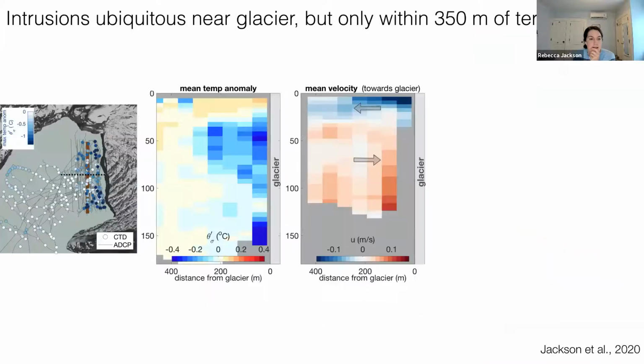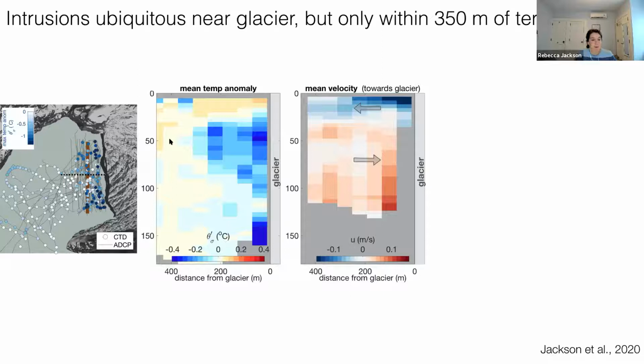And if we look at the distribution of these intrusions, I'm plotting here bin average quantities as a function of depth versus distance from the glacier, where the glacier is here on the right. And this first panel is sort of the mean temperature anomaly. And it's basically averaging over a lot of these intrusions. And you can see there's this cold temperature anomaly relative to downstream, right near the glacier. But there's effectively no signal of these intrusions once you get out to about 400 meters.